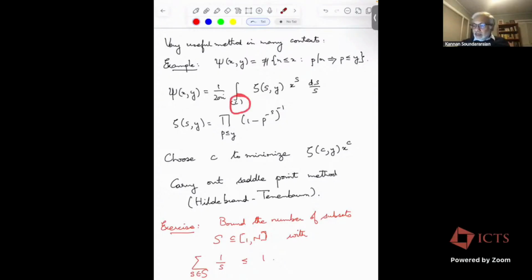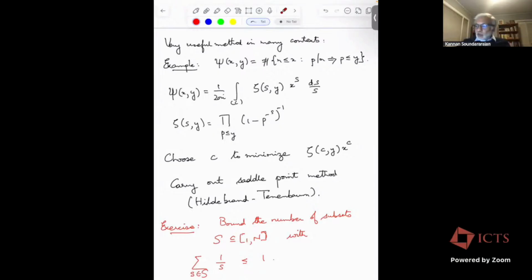And now, once again, if you want to get an understanding of this, the key is to choose the line of integration carefully. And again, Rankin's trick tells you how to choose this line. You want to choose the line of integration so that this integrand as a function of c is minimized. So you want to minimize this object, zeta of c, y, times x to the c. And once again, you can do this by taking logarithmic derivatives. You get a sum over primes, which has to equal log x. It tells you how to choose c.